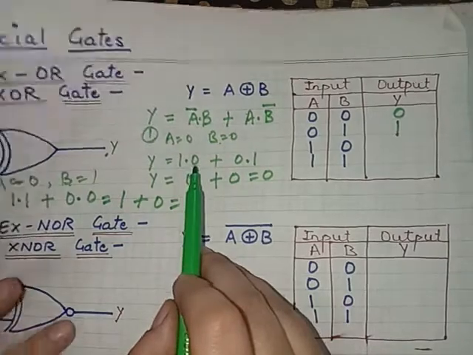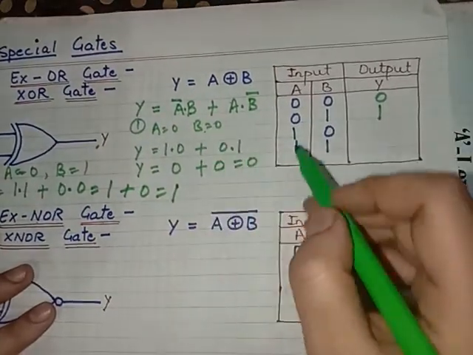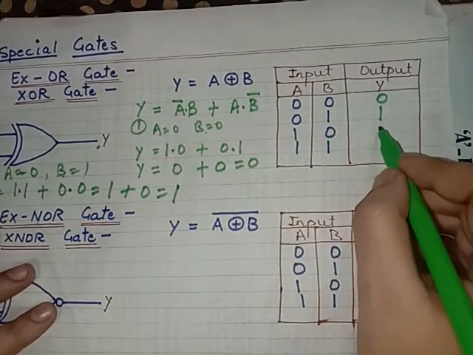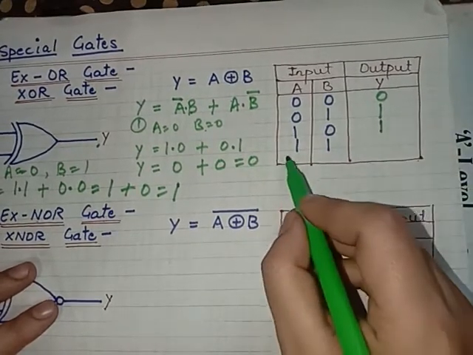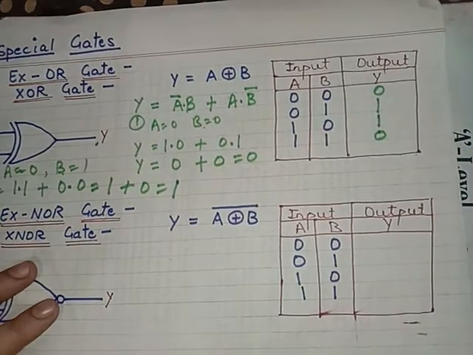As you solve all the cases according to this formula, then the result will be: when A is 1, B is 0, that will be 1 again. When A is 1, B is 1, then that will be 0 again, right?